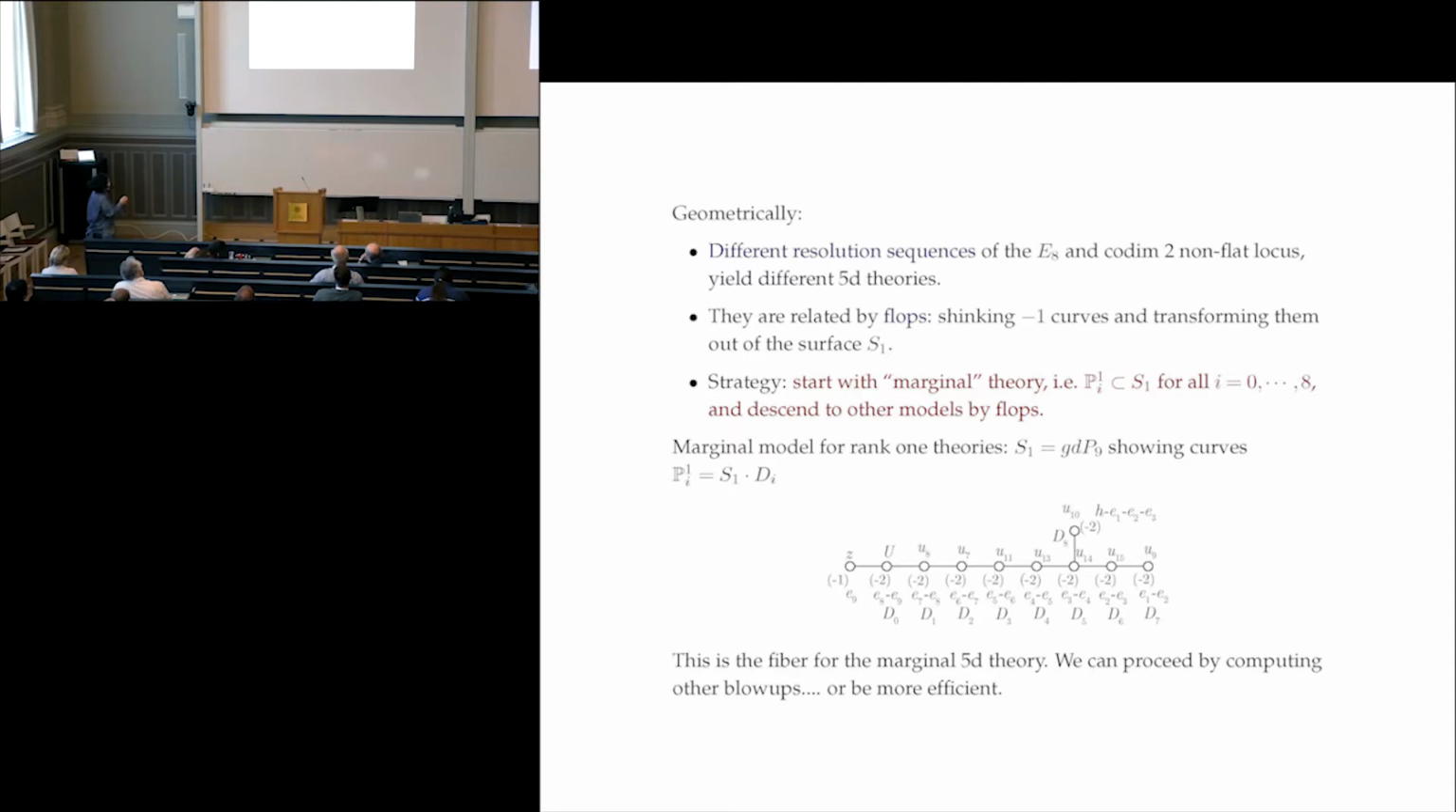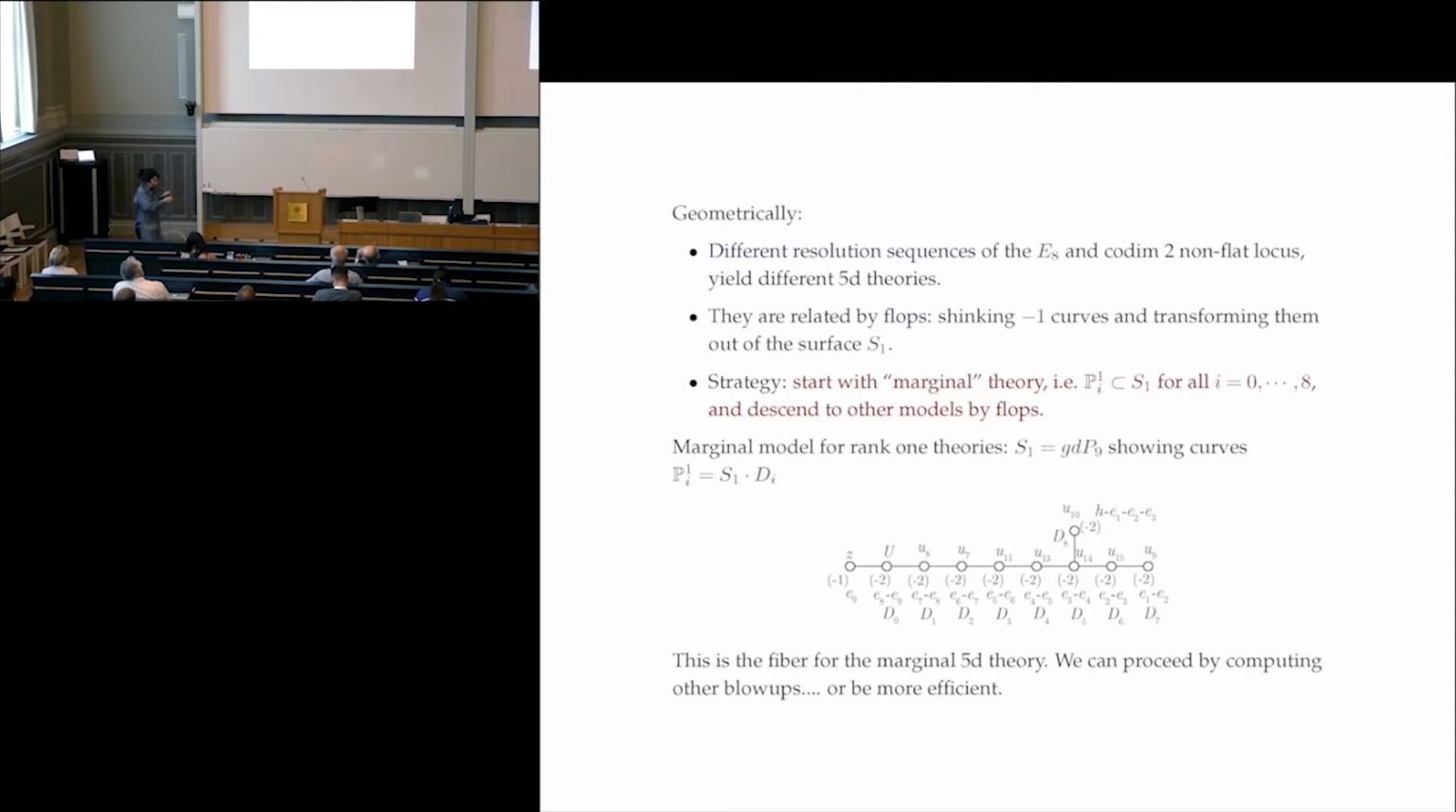So the strategy will be to start with the marginal theory. The marginal theory has all the rational curves of the affine E8 contained in the surface, and then we do flops. That blow-up will give rise to a surface that has the geometry of dP9, and this is the collection of curves, basically all the P1s that are contained inside this surface. It's of course very ugly, but in the end, all we will need to know is the self-intersection numbers of these curves in the surface.